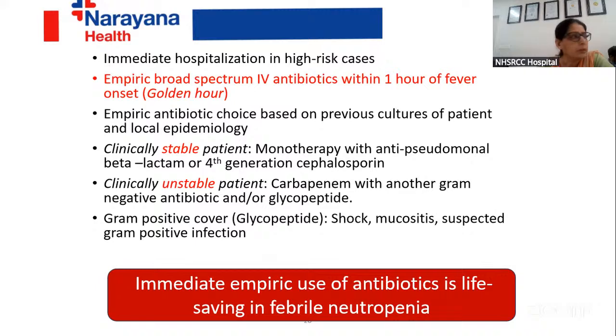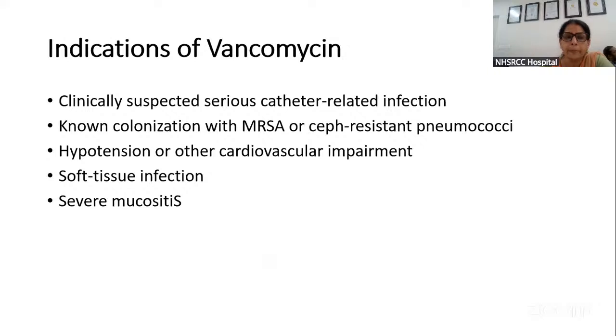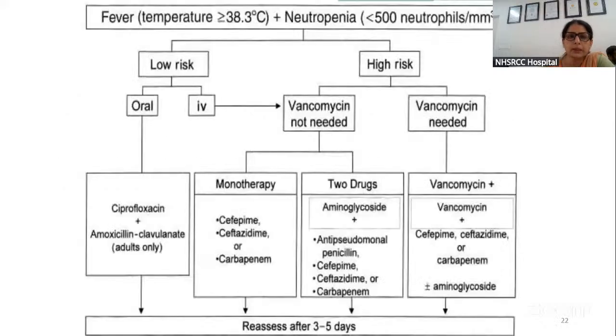So the sentence in red is very, very important. Immediate and empiric use of antibiotics is life-saving in febrile neutropenia children. But remember not to do it without sending the appropriate blood cultures immediately. So we add gram-positive coverage when we suspect a catheter-related infection, we suspect colonization with MRSA or cephalosporin-resistant pneumococci. The child is hypotensive, has soft tissue infections or severe mucositis.